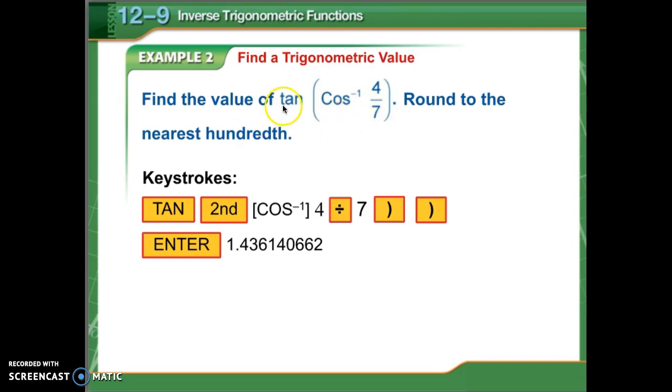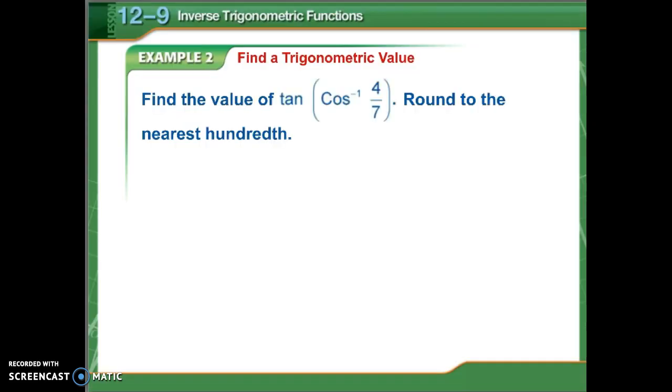So to do this on your calculator, you would press tangent, and then second cosine to get the inverse function. 4 divided by 7, close your parentheses, close your second parentheses, hit enter, and you get 1.436. We're going to round to the nearest hundredth, so that's 2 decimal places, which is going to make our final answer 1.44.